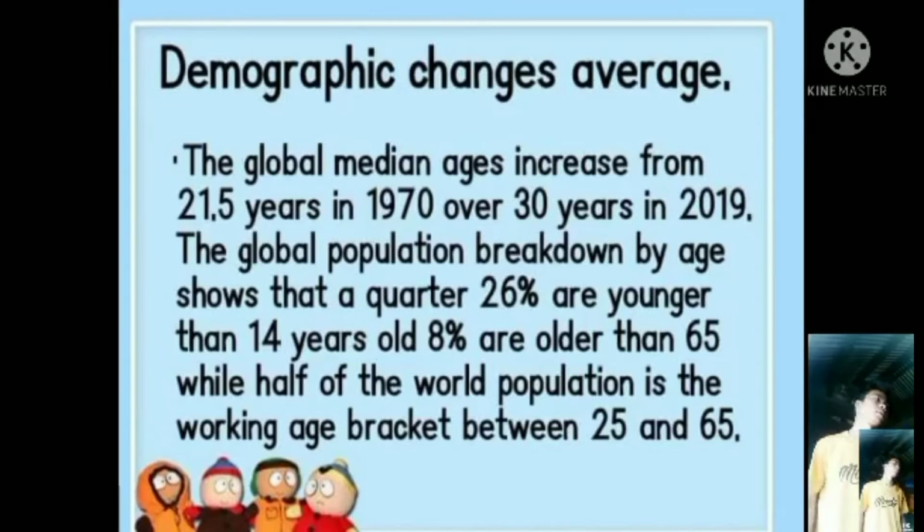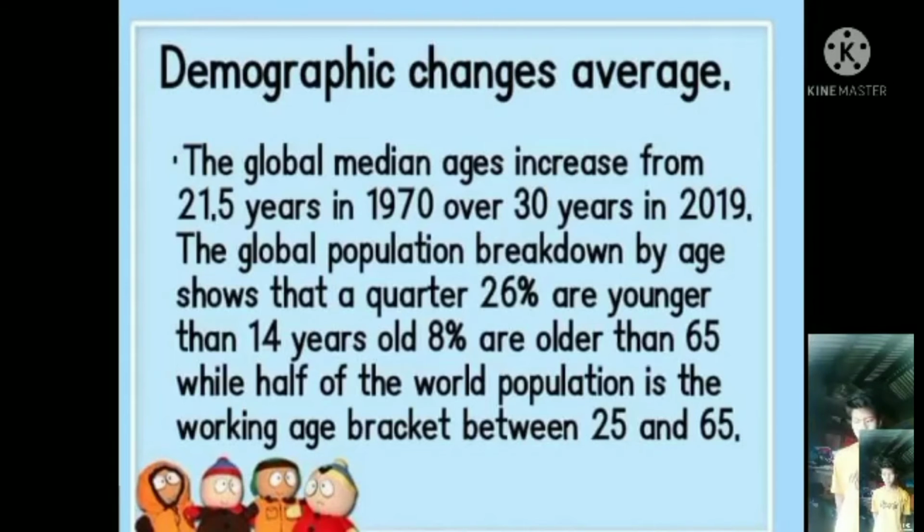The global median age has increased from 21.5 years in 1970 to over 30 years in 2019. The global population breakdown by age shows that a quarter, 26%, are younger than 14 years, 8% are older than 65, while half of the world population is in the working age bracket between 25 and 65.